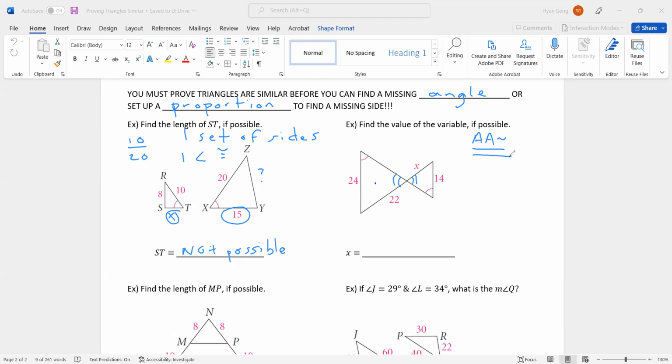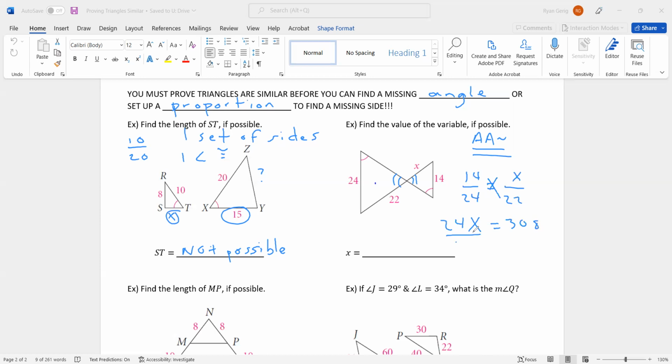Because they're similar, I can now do a proportion. So 14 matches up with 24, just like X matches up with 22. Now make sure X is on the smaller triangle. I put that on top in mine. Just make sure it matches up with the 14. And 22 goes on the bottom. Cross multiply. 24X equals whatever 14 times 22 is, 308.